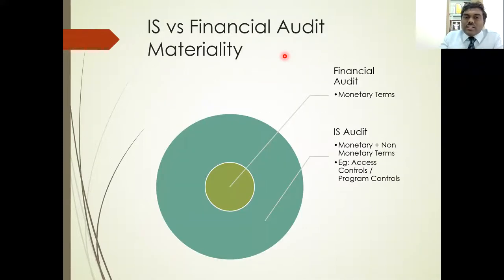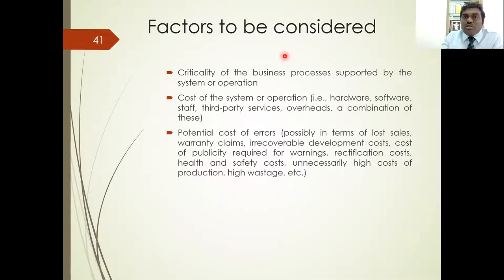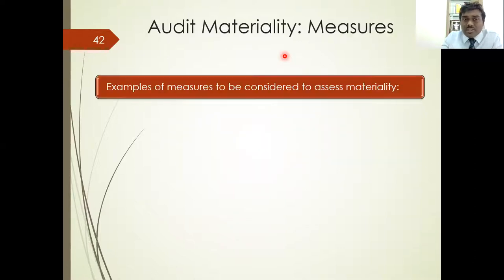Okay, and let's also understand IS versus financial audit. Financial audit is focused purely on monetary terms. IS audit may or may not be monetary; it could be non-monetary. So it could be access controls, programs, a whole lot of these things come under IS audit. The factors to be considered are criticality of the business, cost of the operation, and potential cost of errors. All of those become factors to be considered.